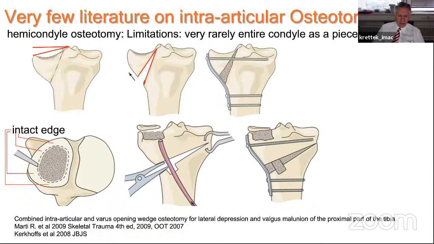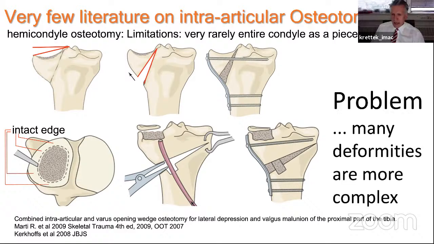And when you look in the literature, there's very little written on intra-articular deformities and intra-articular osteotomies. One of the very few papers was by Kirchhoff and René Marti some years ago, and even they were intra-articular but extracondylar osteotomies. They moved the entire condyle as a piece, but it showed that we can really improve the patient's situation quite significantly. But the problem is many deformities are even more complex than can be handled with the intercondylar osteotomies.